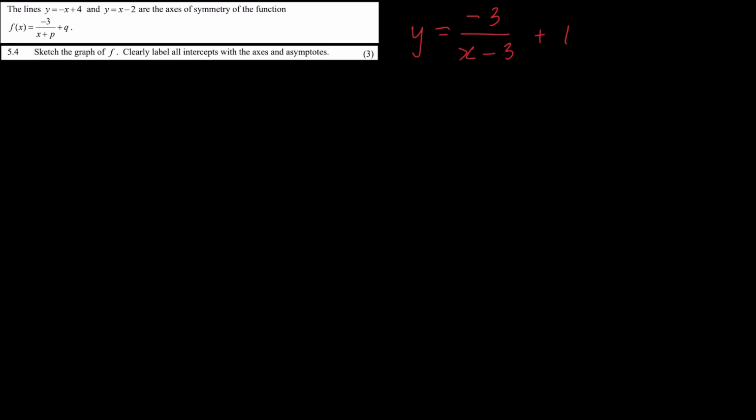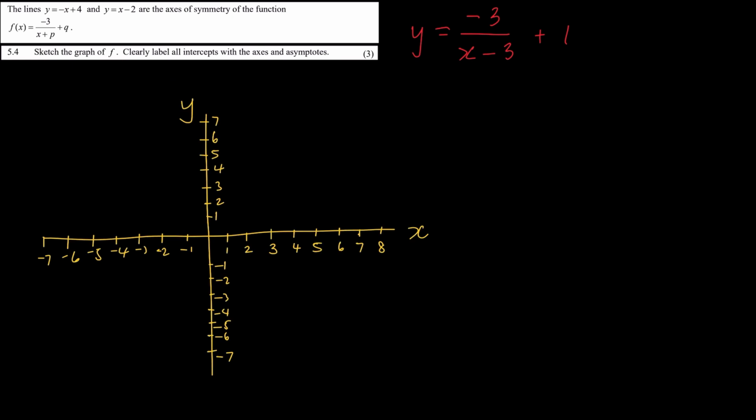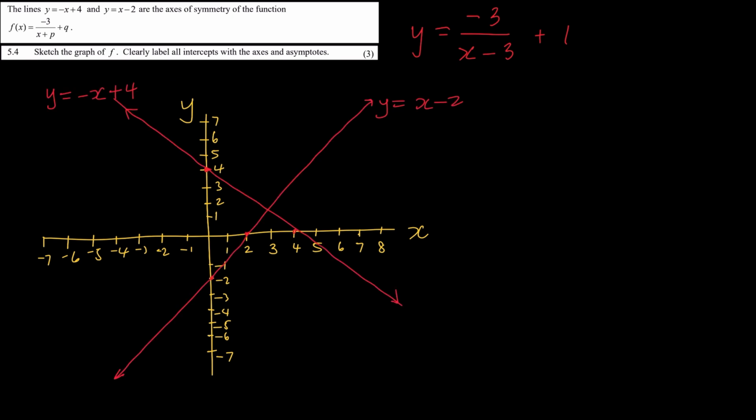Okay. The next question says, sketch the graph of f, labeling all intercepts with the axes and asymptotes. So first I'll construct my Cartesian plane like this. In your paper, you may have a graph sheet or something like that. I'm drawing it from scratch. Next I will construct the axes of symmetry. You'll see why it's important now. So the axes of symmetry constructed would look like this. Make sure that you draw them correctly.